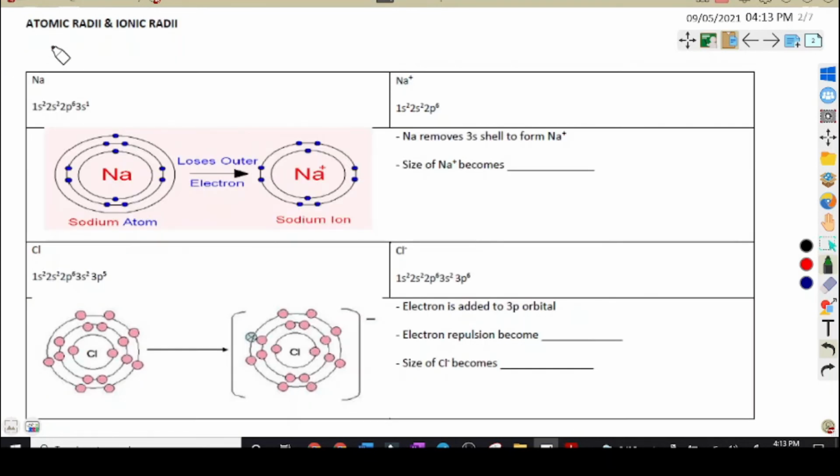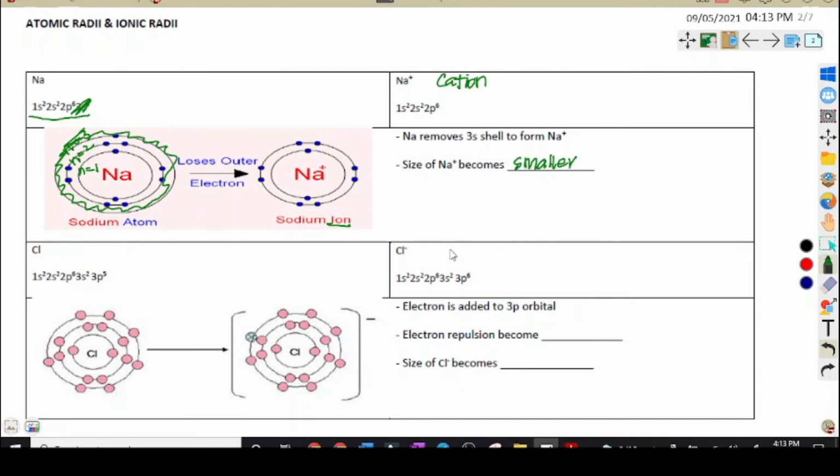Next is the difference between atomic radii and ionic radii. As you have known, when a cation is formed, for example, we have sodium with this electron configuration, which is going to form Na+. So we just remove the 3s1. In short, it has 3 shells, right? This is the first, this is the second, and this is the third shell. So you just remove the third shell. So what's going to happen is the size of the sodium ion will become smaller.